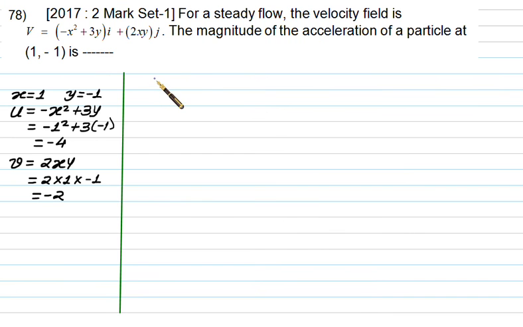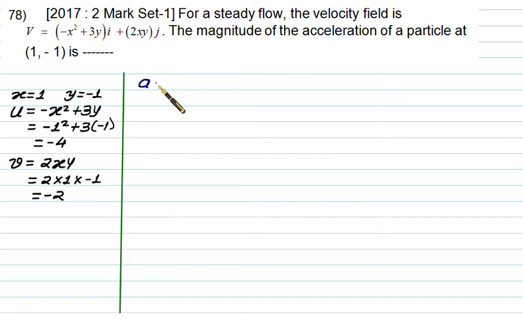This question we have already solved, but that time we took the individual components ax, ay, then calculated the values of del u by del x, del u by del y, del v by del x, del v by del y. Then we formed the two components of acceleration ax and ay, and finally found the acceleration. This time we'll use the concept of material derivative.